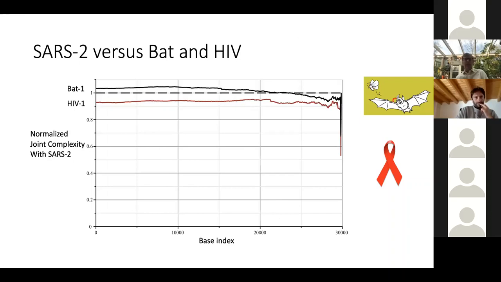And you can do the same with another. Now in this case, I normalized. I divided by the average theoretical, using the formula that I displayed 2 slides before. And I compare with the HIV genome, another ugly disease. And you can see that SARS-2 is related with the BAT, but not related with the HIV: the joint complexity is below the average.